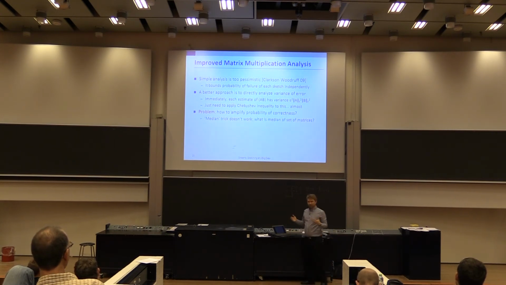So how do we amplify the probability of correctness? In other words, we have a bunch of estimates. We know that probably some of them are good and a few of them are bad. But how do we pick which are the good ones?